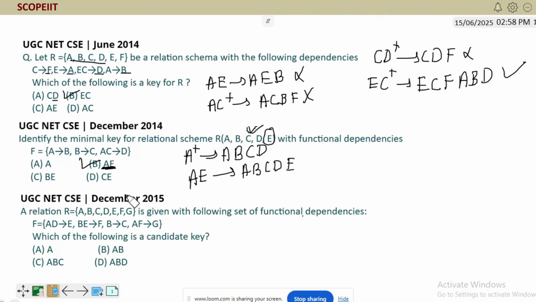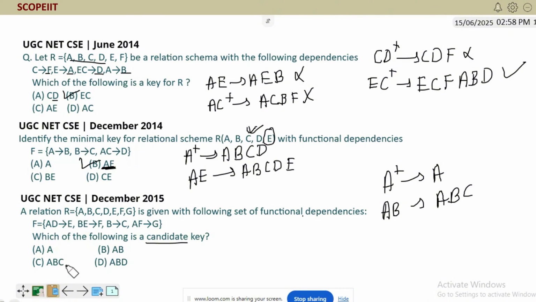Next is UGC NET December 2015 question. In this question, they have given the relation A, B, C, D, E, F, G, and they ask you to find the candidate key. So here also take the first option, option A. Find the closure of A. The closure of A is first of all A. Then from A, we cannot get anything, right? So that is A only. Now let us check for AB. If we find the closure of AB, we will get AB first of all, reflexive property. Then next from B, I can get C. So from B, we will get C. That's all. Nothing extra.